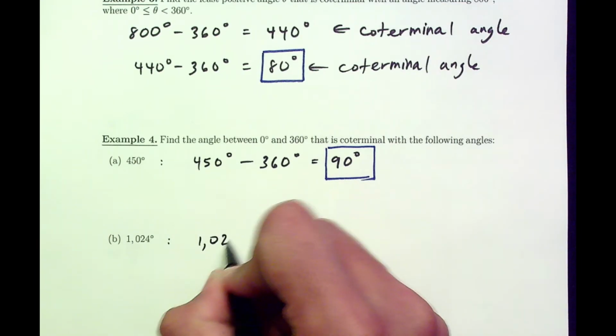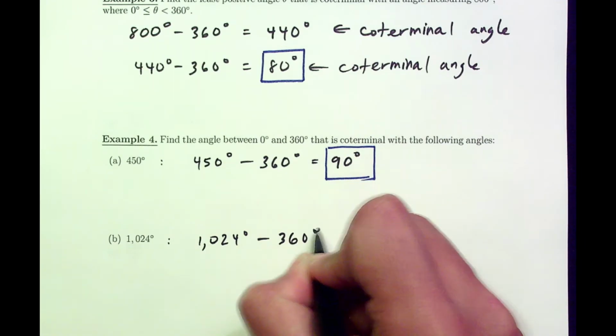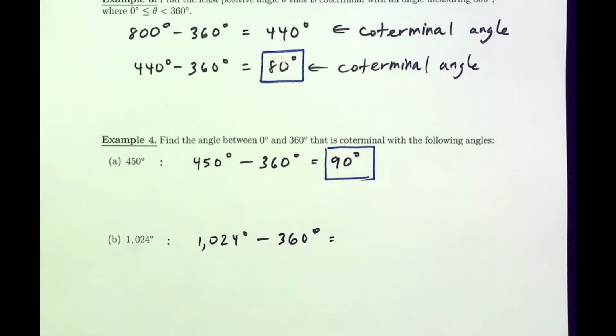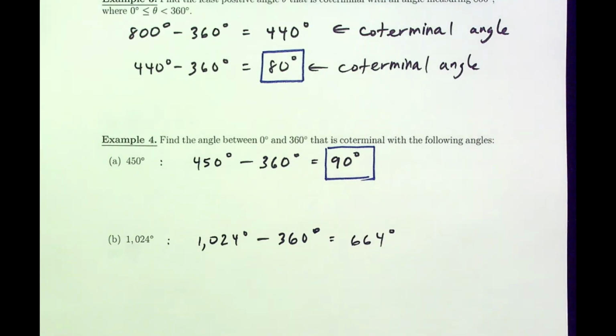So this is 1024. Let's subtract 360. The number 1024 is too big, so we're going to bring it down. So how much is that? 1024 minus 360. I'm putting this in my calculator. So you get 664. Okay, that is definitely coterminal, but is not the one we want.